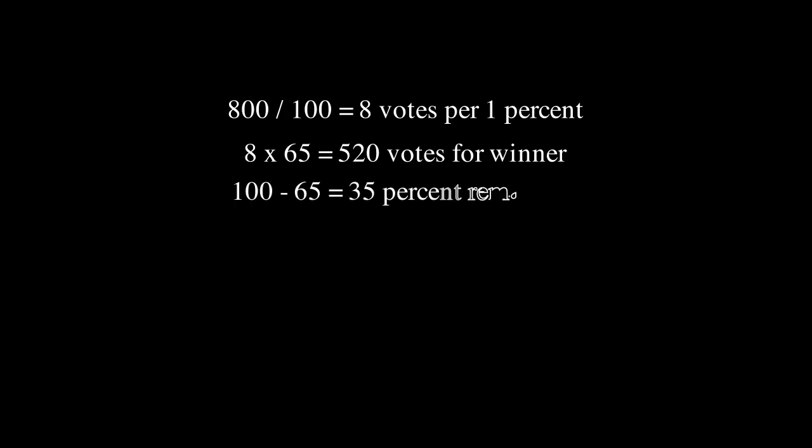800 votes split into 100 equal shares gives 8 votes per share. The winner's 65 shares are 8 multiplied by 65, which gives 520 votes. The remaining shares for the other candidates are 100 minus 65, which is 35 shares. 35 of these shares are 8 multiplied by 35, which gives 280 votes for the other candidates combined.